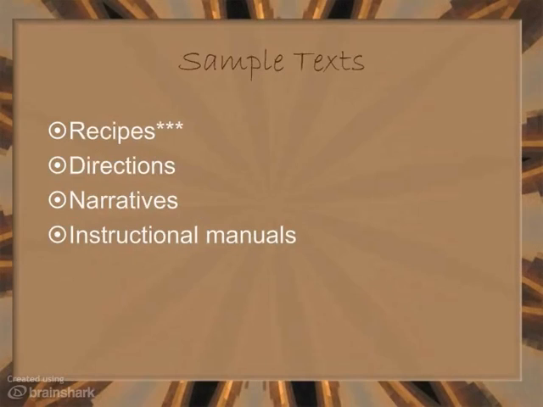In the real world, you're going to see this text structure in recipes, directions, narratives, instruction manuals. With recipes, you'll see that they also list ingredients, but the most important part of a recipe are the directions, and you have to follow the directions in a particular order, which is why that would be an example of sequencing.